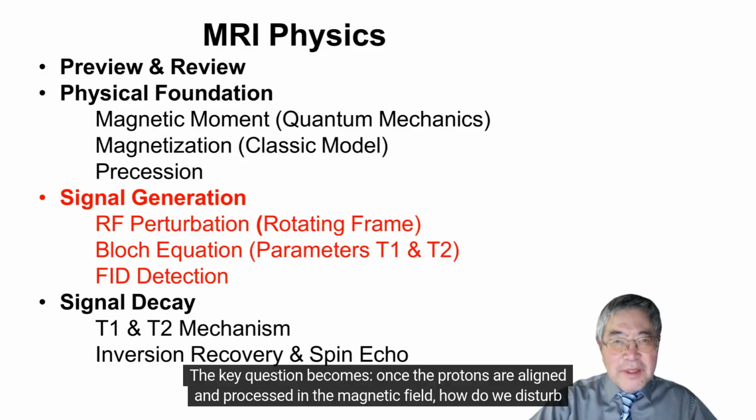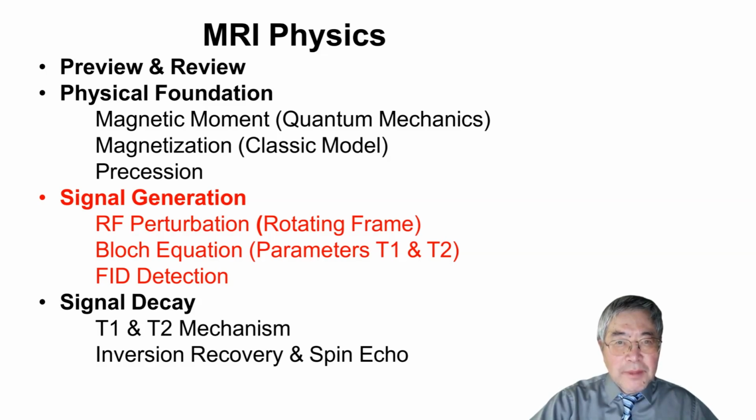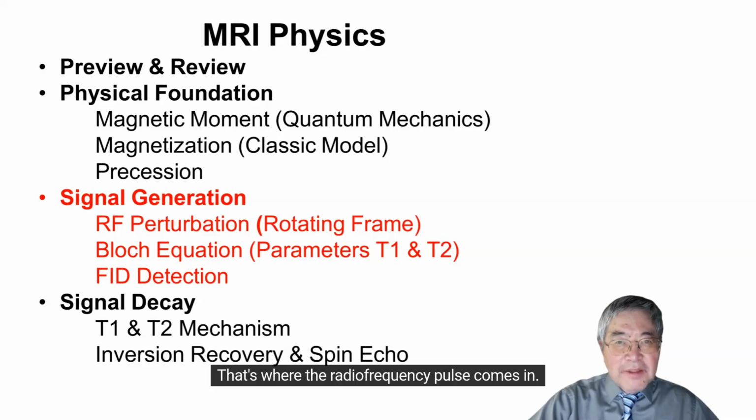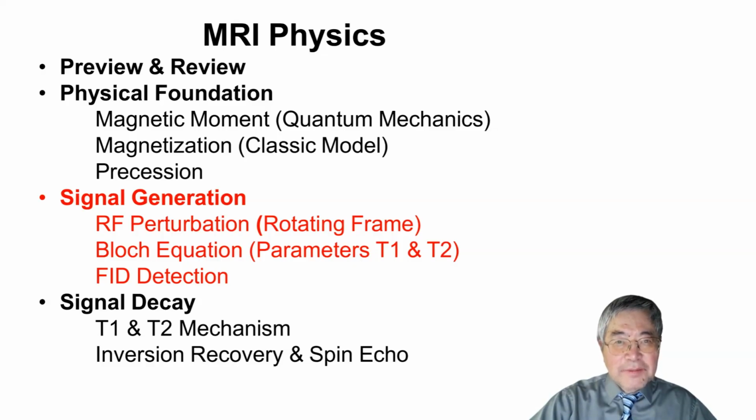The key question becomes, once the protons are aligned and precessing in the magnetic field, how do we disturb them in a controlled way and measure the response? That's where the radiofrequency pulse comes in. By applying a carefully tuned RF pulse, we can perturb the magnetization vector and create a measurable signal.